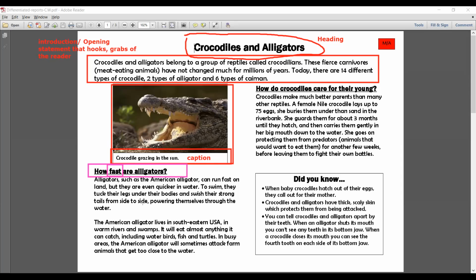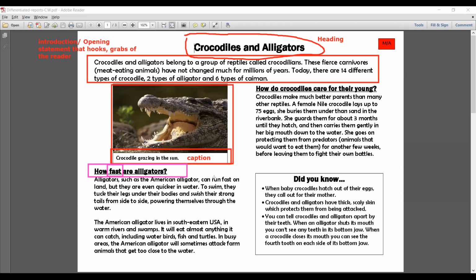Let's read. Alligators such as the American alligator can run fast on land, but they are even quicker in water. So far, so good. To swim, they tuck their legs under their bodies and swish their strong tails from side to side, powering themselves through the water. All right, here it is telling you how fast they are and also how they swim. Is this the best subheading for this paragraph? We can also use how can alligators swim, because it doesn't talk about how fast they are all the time. We only have one sentence about how fast they are, that they can run fast on land, but they are faster or quicker in water.